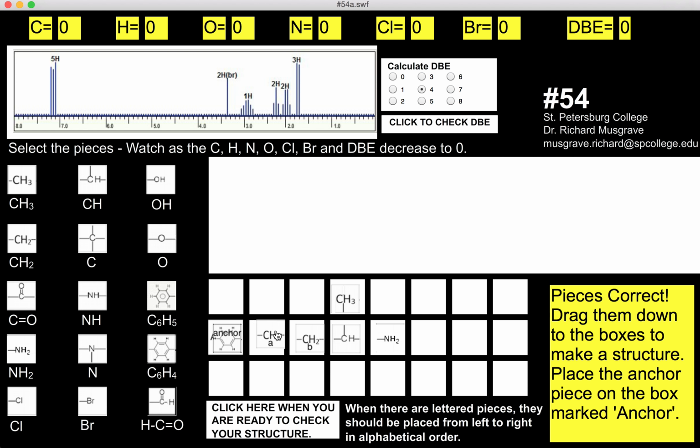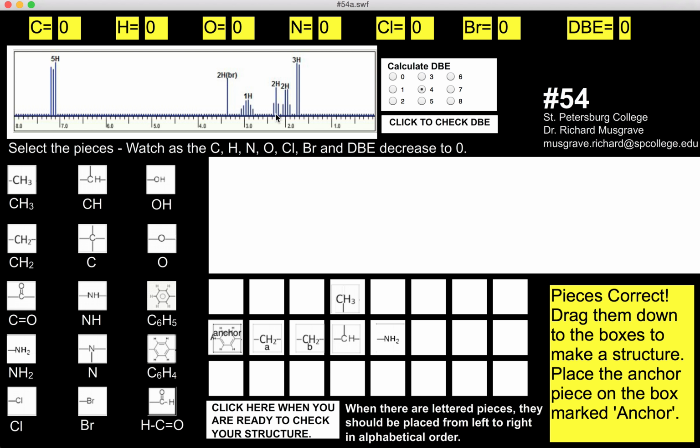The other CH2 can go over here in between the aromatic ring and this CH2 group, and that should complete the structure. Just to check and make sure that it is the correct structure, we can look at the CH3. We see it's got 2 peaks. That's because it's adjacent to 1 hydrogen, which it is. We already talked about the CH.